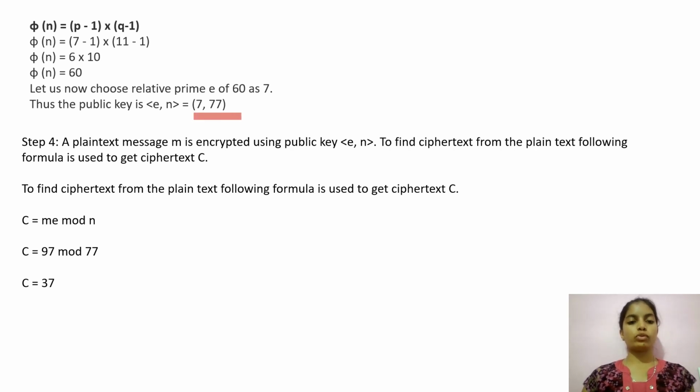In step 4, a plain text message M is encrypted using the public key E comma n. To find the ciphertext from the plain text, the formula C is equal to M power E mod n is used. Here C is equal to 9 power 7 mod 77, which gives C equal to 37.